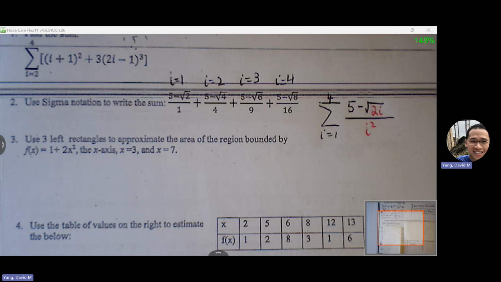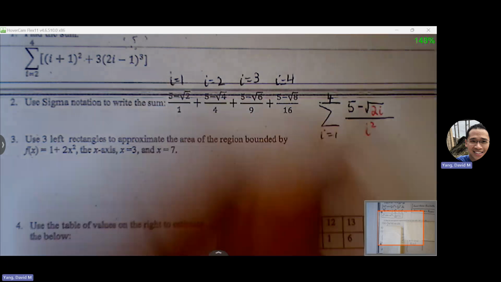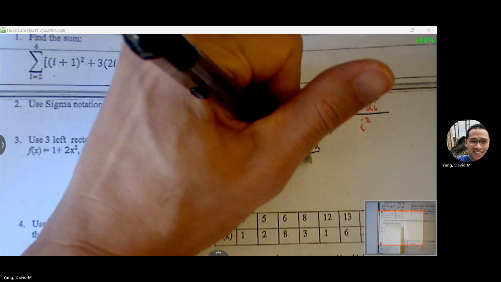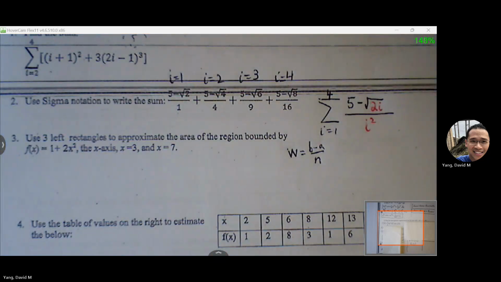Okay. Number 3, use 3 left-handed rectangles. So you want to first start off by building your width. And then you're going to create sort of like your x-axis number line. Find each of your subintervals by adding your width from your left endpoint to your right endpoint. And identify the width and identify how you want to find the height for each of your subintervals.